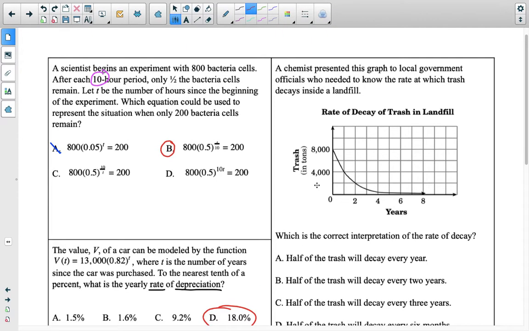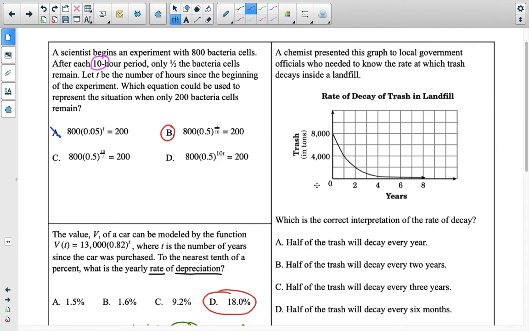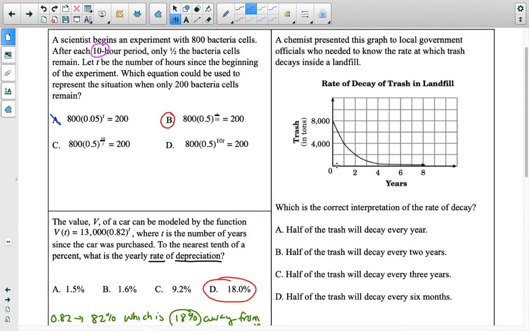Coming over to the question to the side, it says a chemist presented this graph to local government officials who needed to know the rate at which the trash decays inside a landfill. So we have the years, and we have the trash in tons. So that's 8,000 tons. Rate of decay of trash in landfill. Which is the correct interpretation of the rate of decay? So it says half of the trash will decay every year, every 2 years, every 3 years, or every 6 months.